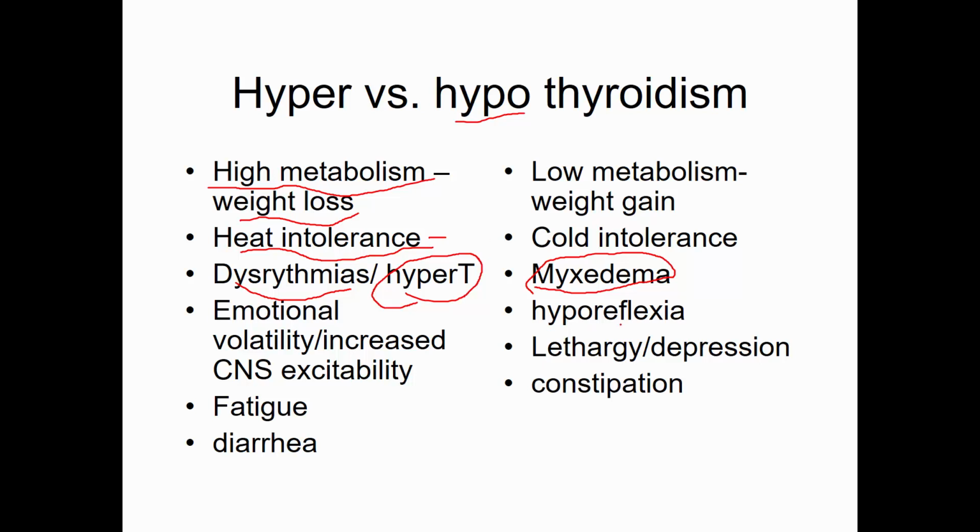Hyporeflexia. You tap the knee and it hardly moves because there's a low activity in the central nervous system. I don't have it here, but that implies that people with hyperthyroidism would have hyperreflexia. People with hypothyroidism are going to feel lethargic and depressed. How is that different from fatigue? The people with hyperthyroidism can't sleep, can't settle down. They're just going, and they're just exhausted. The people with hypothyroidism just can't wake up. They just can't get it off the couch. They feel slow and depressed. In fact, depression is a differential diagnosis for hypothyroidism.